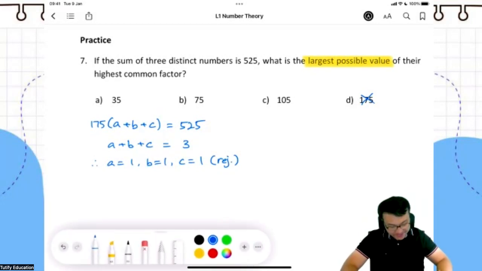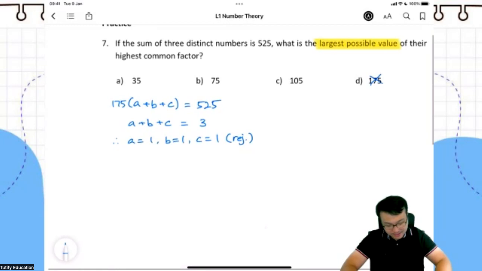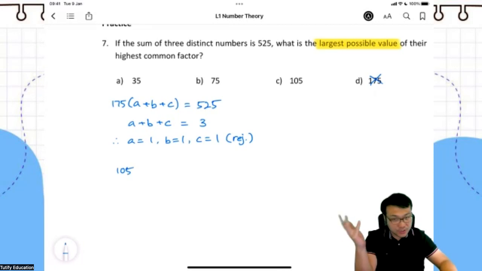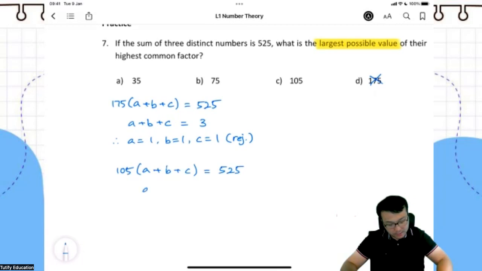So, Zachary, let's continue testing the next one, shall we? Let's test the number 105. This is the highest common factor, assuming. We are assuming that this is the highest common factor, and we do not know which are the 3 numbers. And we do know that the total sum should be 525. So, Zachary, can you tell me what is A plus B plus C? Zachary, help me. Yes, you're correct, Zachary. Your answer is correct, but can you help me with the workings?